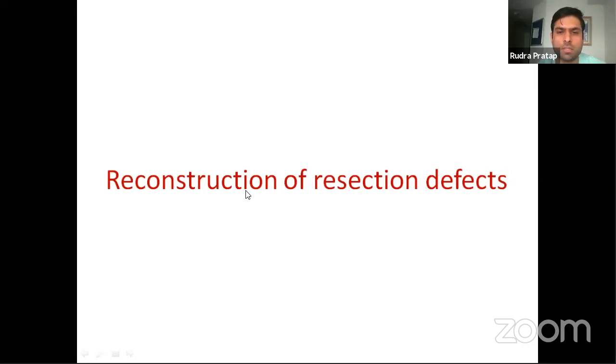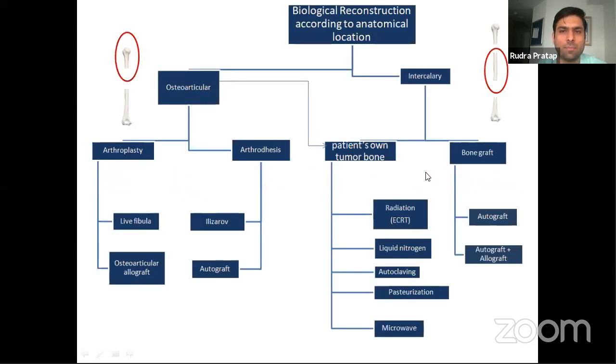So we are now going to discuss the reconstruction options after a resection defect. Resections are basically classified into two types in a long bone. It can be either osteoarticular, involving a part of the joint, or it can be intercalary. For osteoarticular resections, the two options available are either arthroplasty or arthrodesis. In arthroplasty, we can go for a live fibula, as we do for a proximal humerus, or an osteoarticular allograft. In arthrodesis, we can either use an Ilizarov to achieve arthrodesis of a joint, or with the help of an allograft using an interlocking nail or a plate.